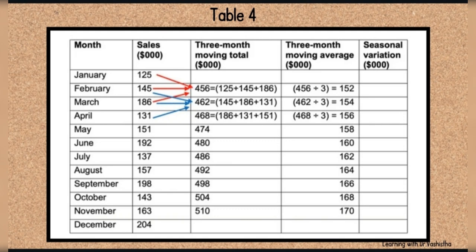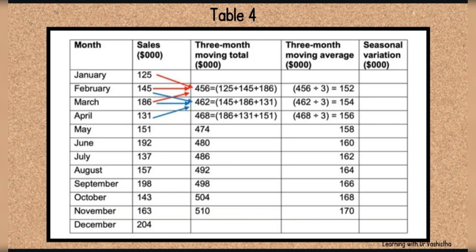Okay, let us move to table number 4. The average needs to be calculated for each 3-month period, and to do this we need to move our average calculation down by 1 month. For example, the next calculation will involve February, March and April. We'll skip January. The total for these 3 months, as you can see, is 145 plus 186 plus 131, which comes out to be 462. The average would be 462 divided by 3, which is 154, as you can see in the table. And the same will keep on repeating for the next sets of 3 months.